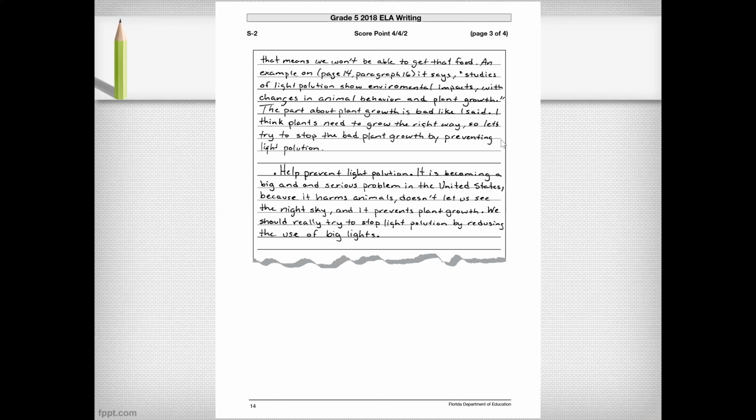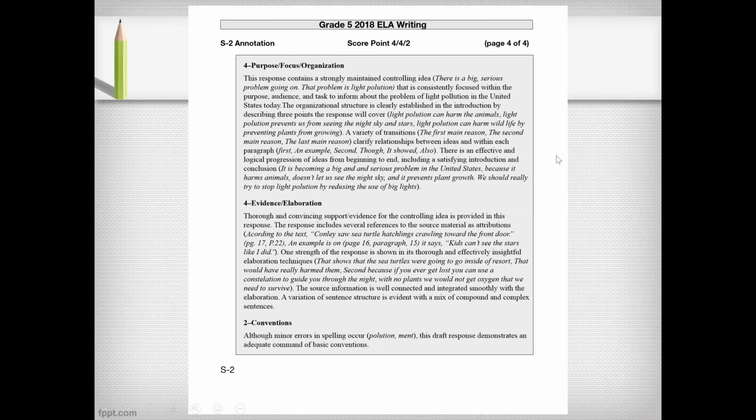So here are the annotations for this particular paper. You'll see that it goes on to explain very specifically information, including the variety of transitions, the logical progression of ideas, that thorough and convincing evidence for the response, several references to the source material, and then really it's thorough and effectively insightful elaboration techniques. And then they give you examples of exactly the sentences the students used that they're seeing as those elaboration techniques. So again, this one might be more of a working man's 442 or a lower 442, but it really does still have all those characteristics of a 10.